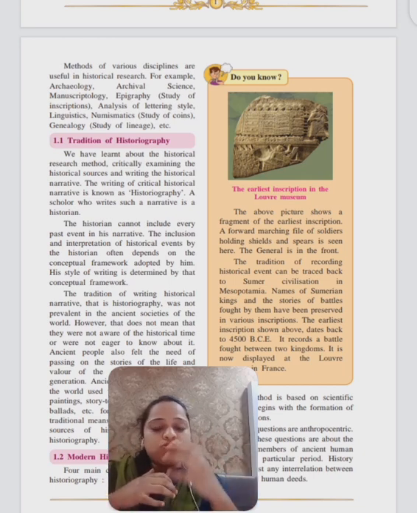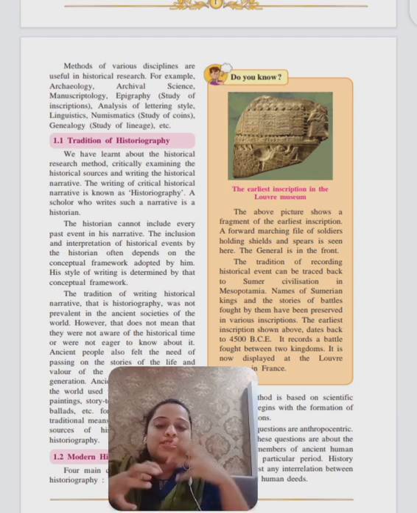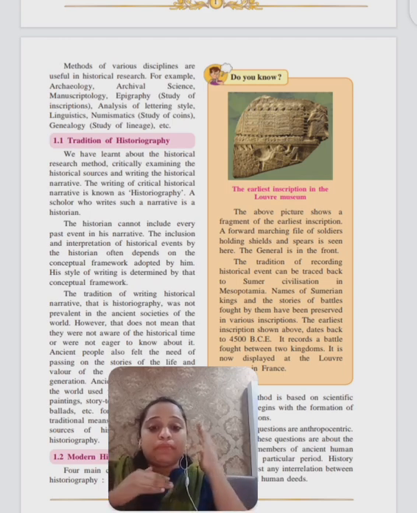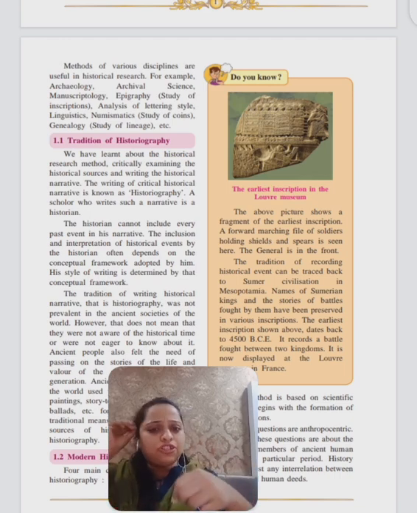Manuscriptology means a lot of handwritten documents are preserved here. Epigraphy is none other than the study of inscriptions. The study of various inscriptions is called epigraphy. Analysis of lettering style: the style of writing a letter also differs from person to person.